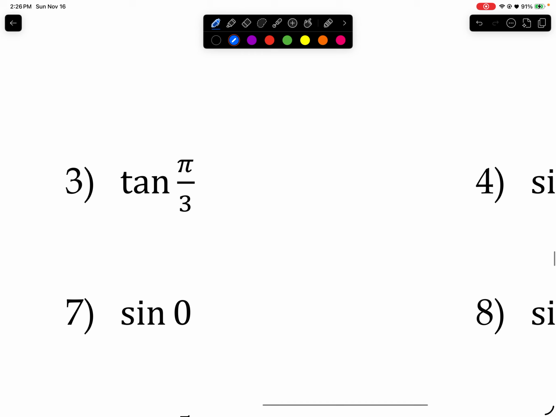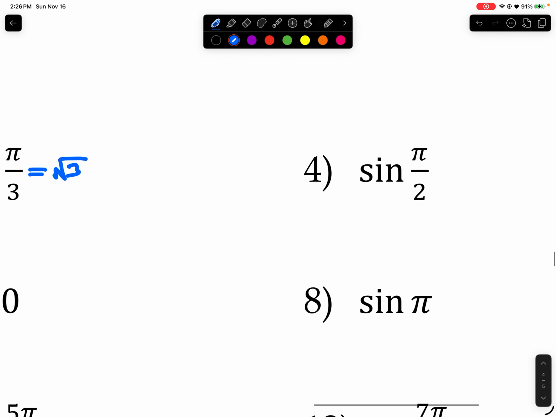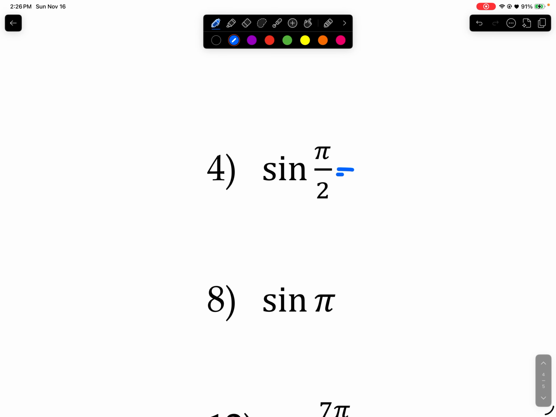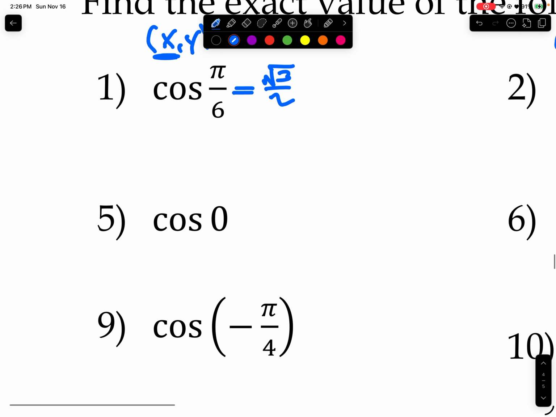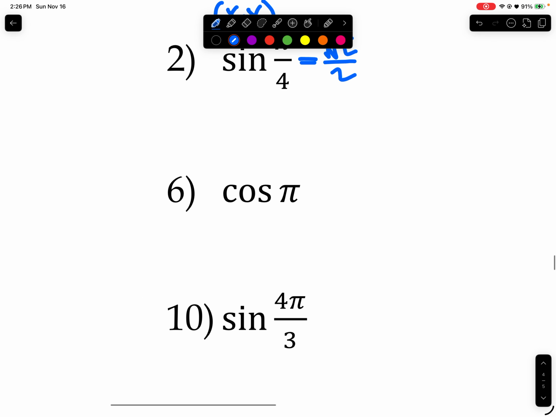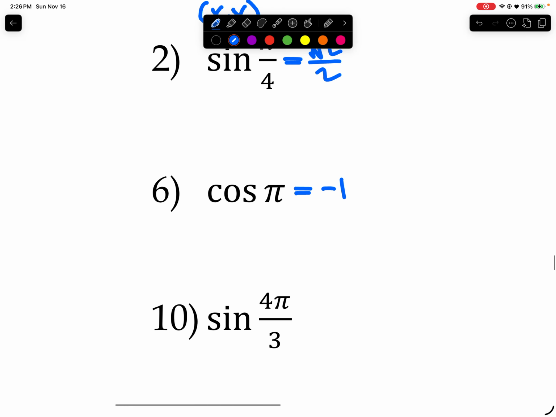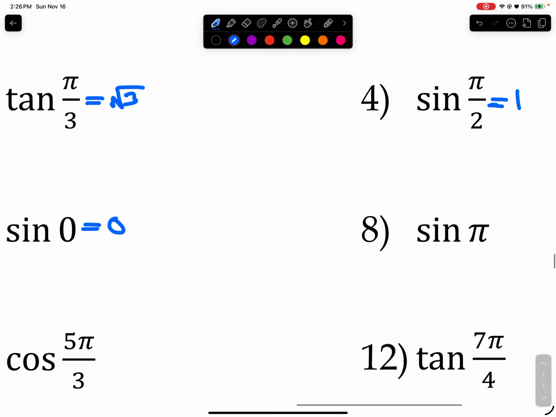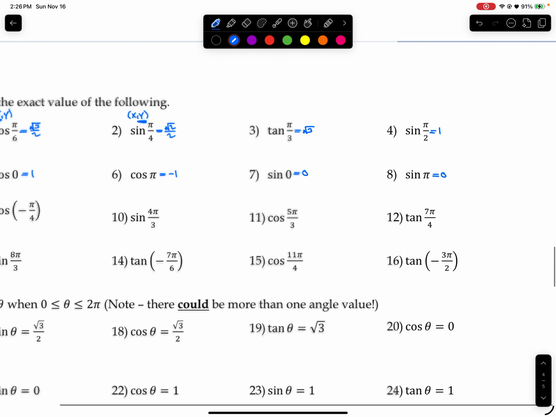Next, now we have tangent of pi over 3. So this is where it's just going to be about recall. So sine of pi over 2 is going to be 1. Cosine of 0 is going to be 1. Cosine of pi is going to be negative 1. Sine of 0 is going to be 0. Sine of pi is also going to be 0.